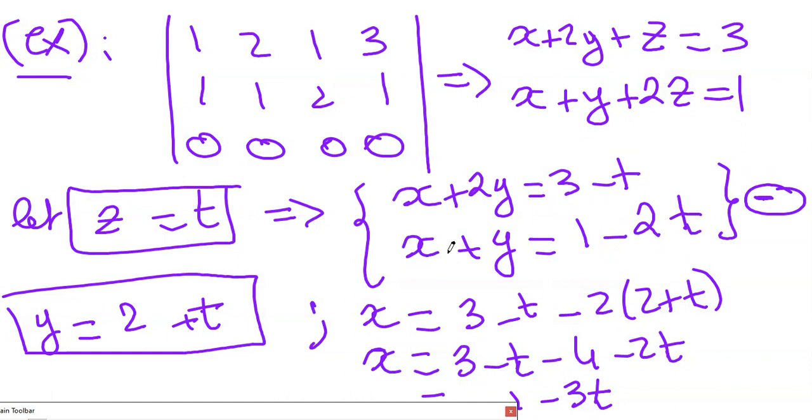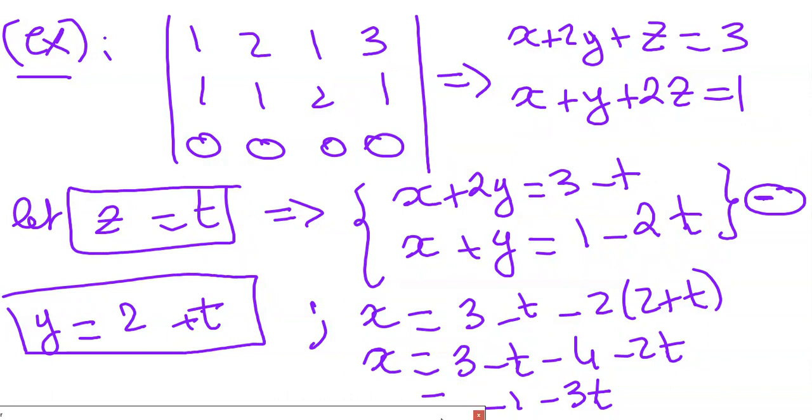x minus x gives me 0, so I will have y equal to 2 plus t. So I got y in terms of t. What's still missing? I need to find x in terms of t. Then I will replace in the first or in the second. Here I replaced it in the first one. So x is equal to 1 minus 2t.